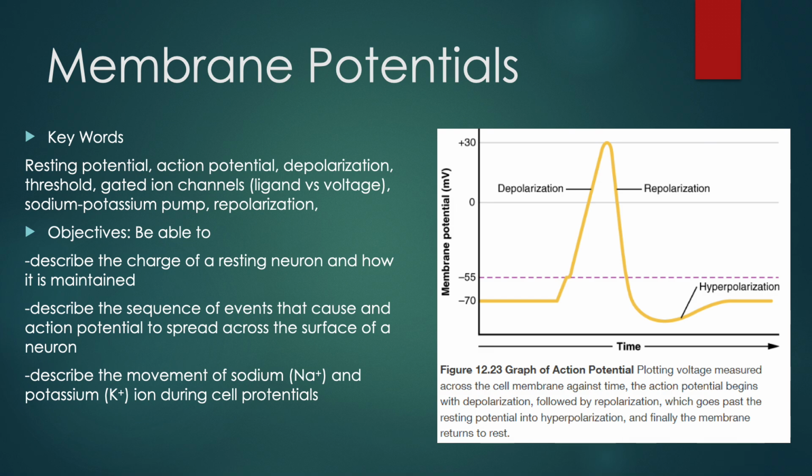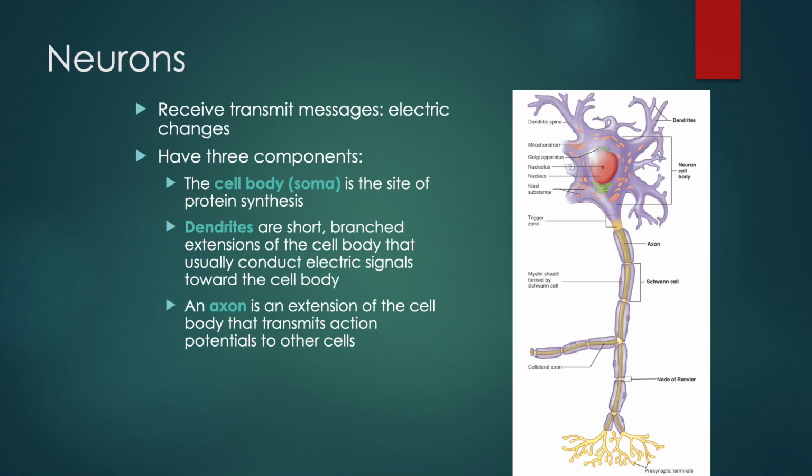We'll talk about how they happen, what's going on there, what molecules are moving, and what's happening at the cell membrane. You should be able to describe both the resting potential, which is shown here at minus 70 millivolts, and then the change to the action potential, which is the depolarization and repolarization of the cell. And we want to be able to talk about the sequence of events that cause this to spread across the surface and describe the movement of both sodium and potassium ions.